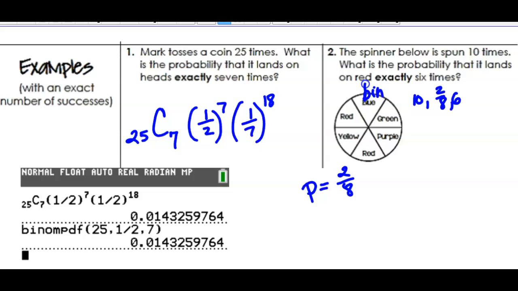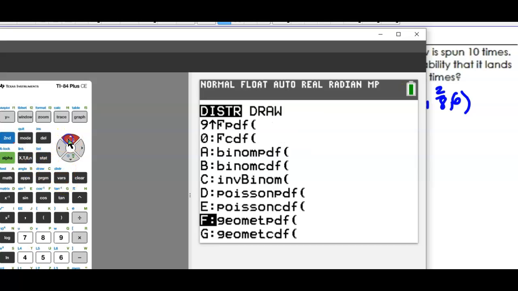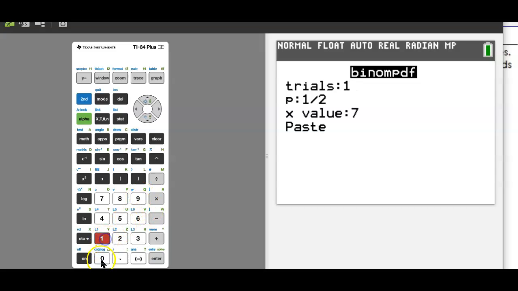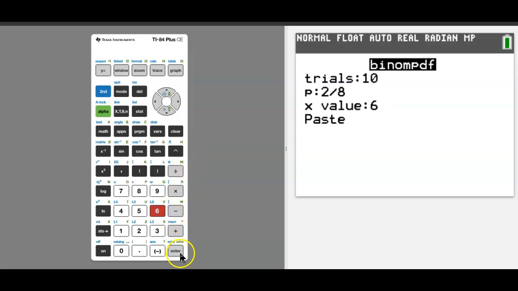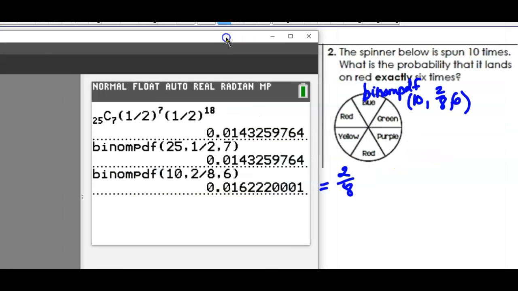And then you would say this binom PDF of, so when we go to the calculator, it's second vars to get the distribution. Up arrow is shorter, but you're looking for binom PDF. Make sure you pick the right one. And then there are this time 10 trials. The chance of success is 2 out of 8 or 1/4. And we want exactly 6 of them to work. So that probability as a decimal is this.